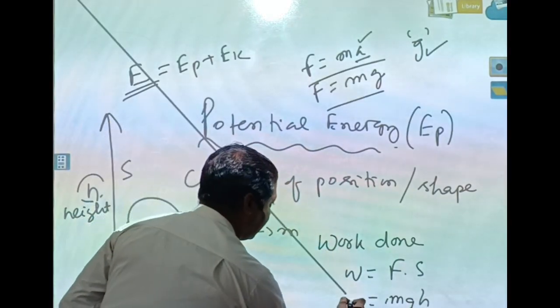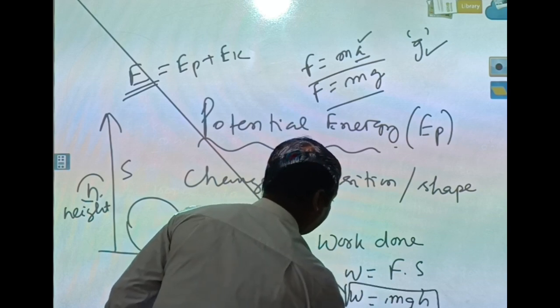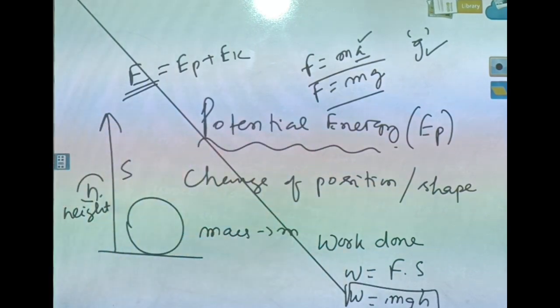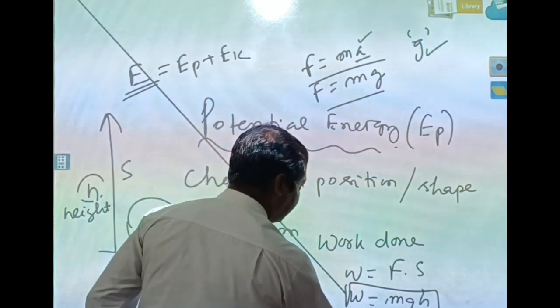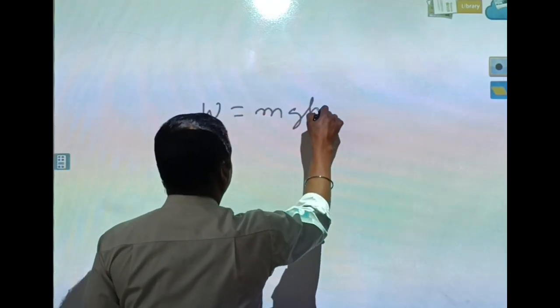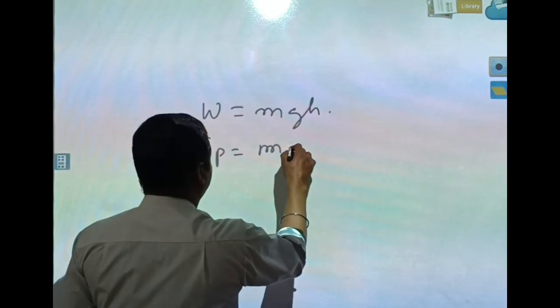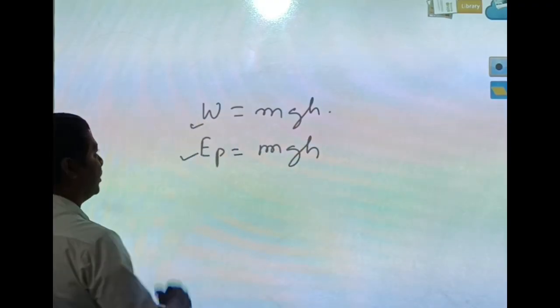So this is the potential energy. W equals mgh. This is the definition. W equals mgh, or EP equals mgh. This work done is equal to potential energy.